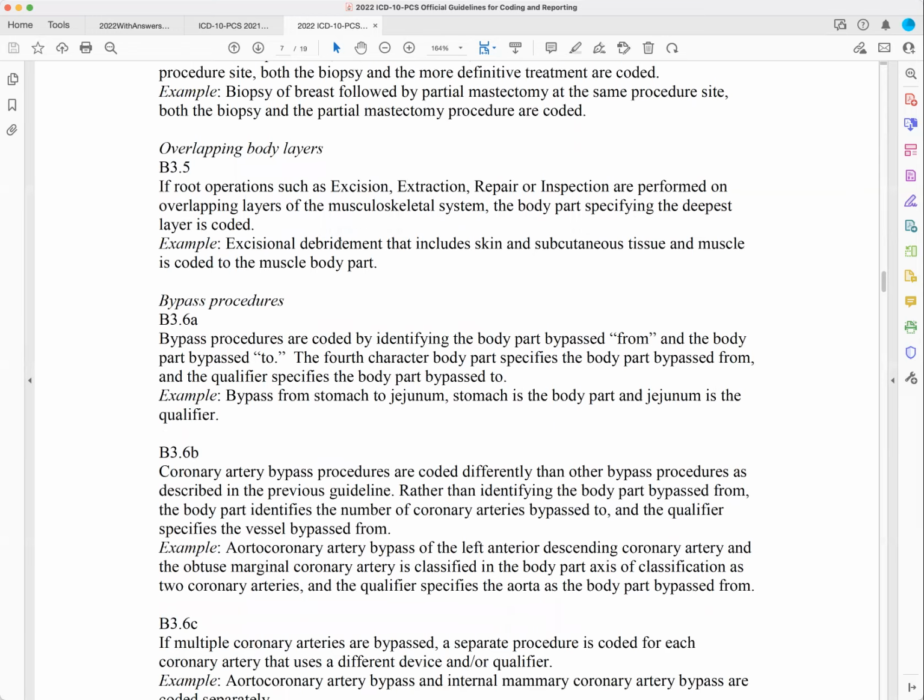In the case where you have overlapping body layers in root operations such as excision, extraction, repair, or inspection, if those are performed on overlapping layers, then the body part specifying the deepest layer is coded, so the furthest that they went. So excisional debridement that includes the skin and the subcutaneous tissue and muscle, then you're going to code that to the muscle body part, so the furthest layer.